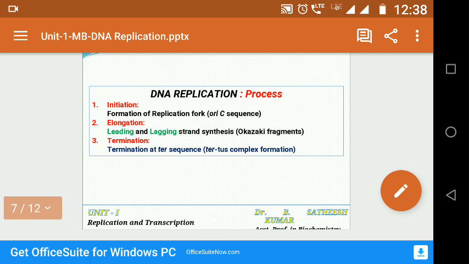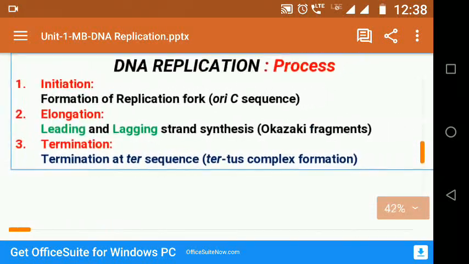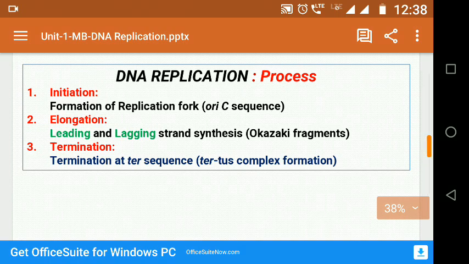And when we come to the actual process of replication, we conveniently divide the replication process in E. coli cells into three different stages. First stage is initiation, second stage is elongation, and third stage is termination.